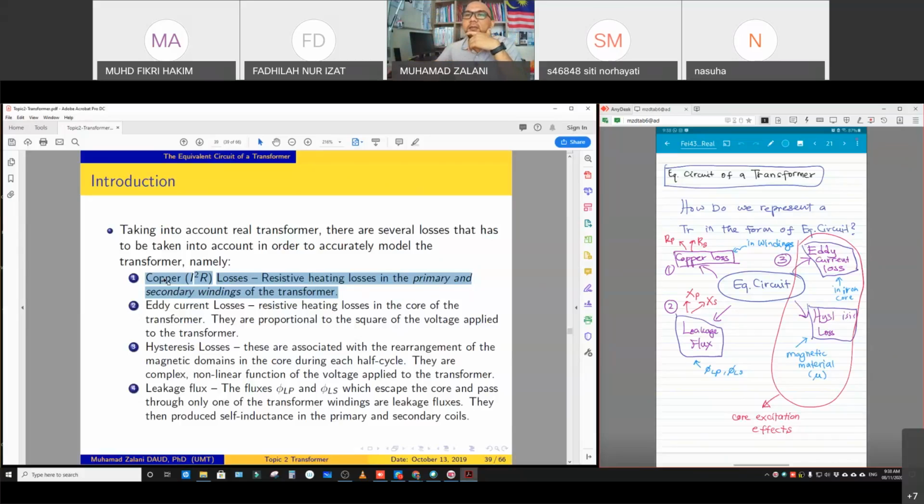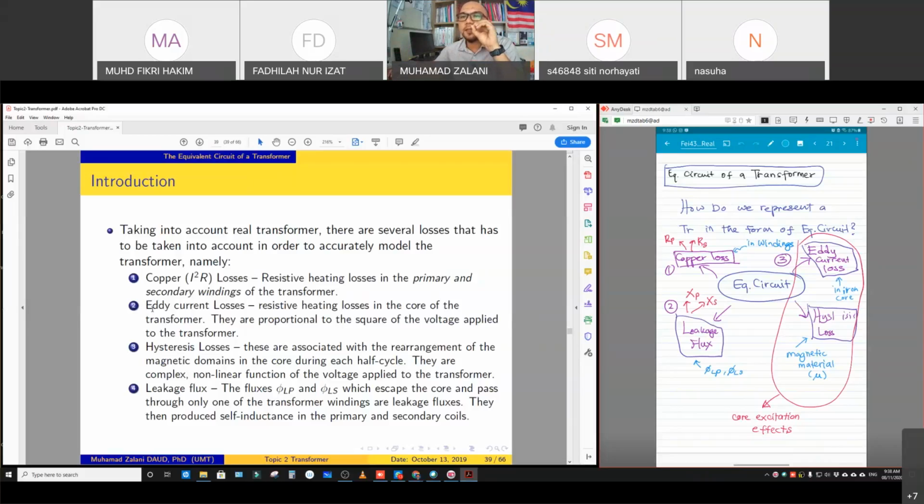The second one we consider is eddy current loss. In your PDF slides, it is number 2, but in your notes I put it as number 3 to combine with number 4 here, to combine both here. So just make sure that you don't get confused.